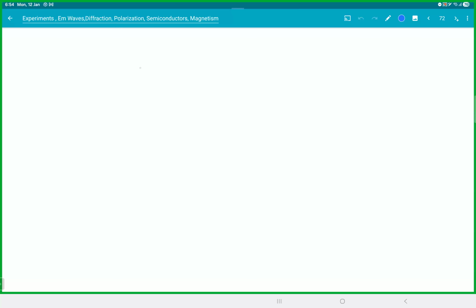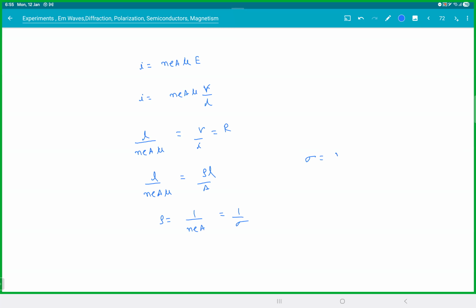They can ask you, find the conductivity. So if you see I = n e A mu E, this can be written as n e A mu V by L. So L by (n e A mu) is equal to V by I, which is resistance. So L by (n e A mu) is equal to rho L by area. So we get rho is equal to 1 by (n e mu), or 1 by sigma. So sigma is n e mu. This is conductivity. This is the relation between conductivity and mobility.